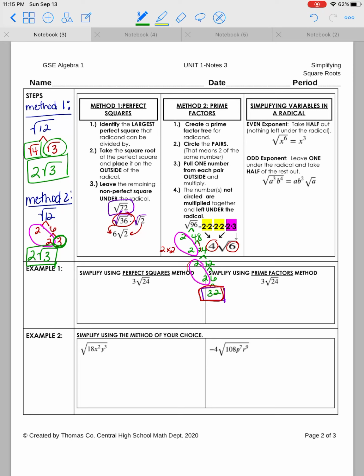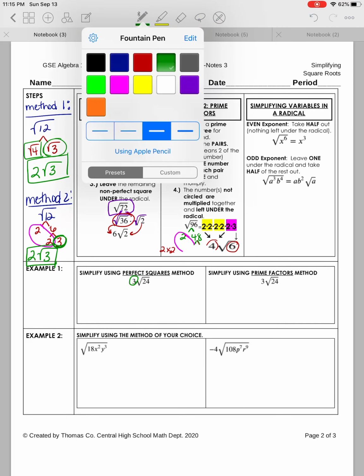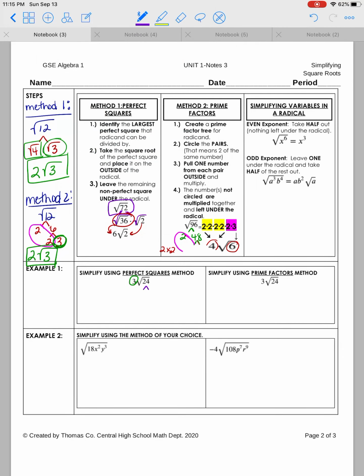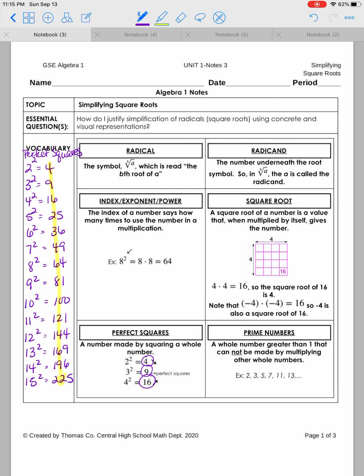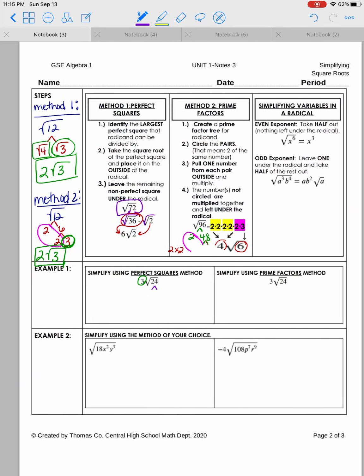So let's look at example 1 really quick, and then we'll look at variables. So example 1, 3 square roots of 24. Now we've got to be careful about this 3 on the outside. We're going to do something with it in a minute. But it asked me to simplify using perfect squares. So I'm going to go back over to my list. I need the biggest perfect square that will divide into 24. I know 4 will. Will 9 divide into 24? No, not evenly. Will 16 divide into 24? No, not evenly. 25 is too big. It won't. So I'm going to go back to 4.